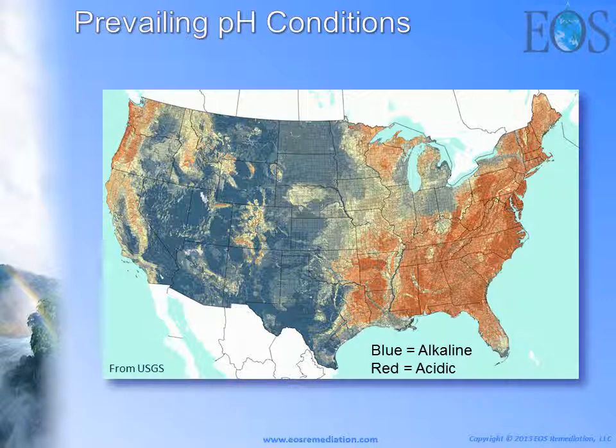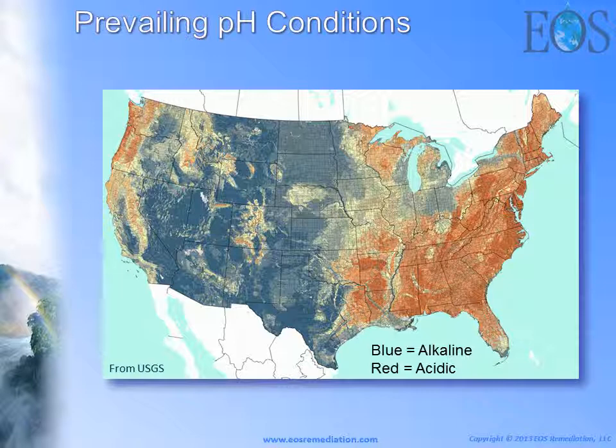And here I'm showing a map from the USGS, and this is depicting soil pH across the United States. The blue and yellow colors are going to be more alkaline pHs, so something around 8, whereas the oranges and reds are going to be more acidic pHs, so probably around 4, 4.5. And you can see that the southeast and much of the northeast is pretty much dominated by acidic conditions.